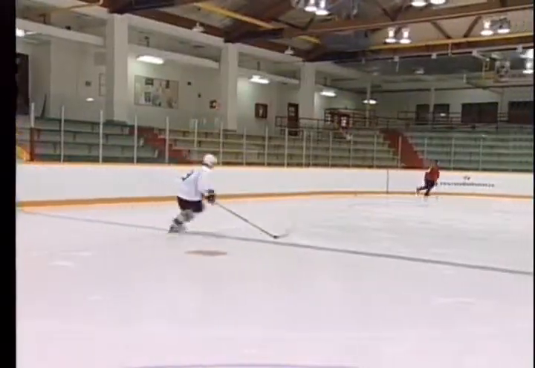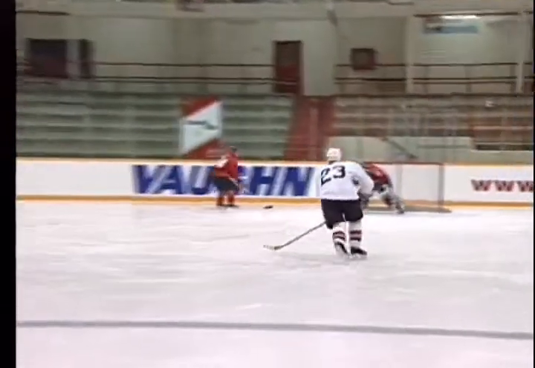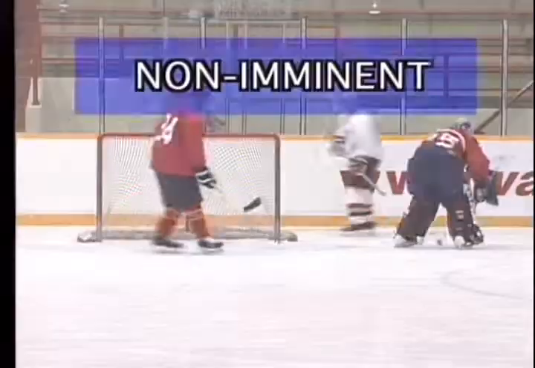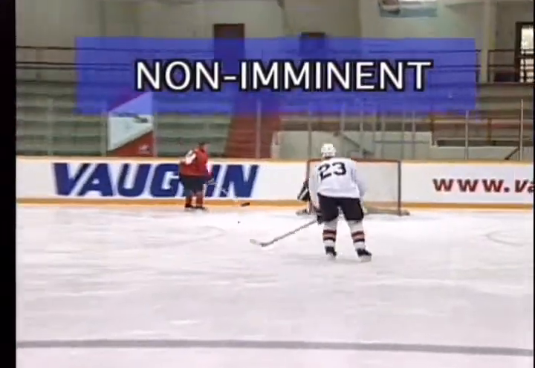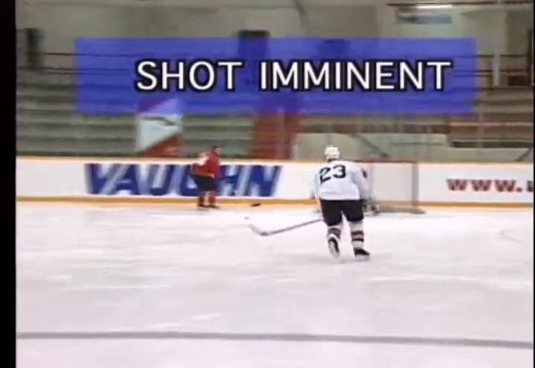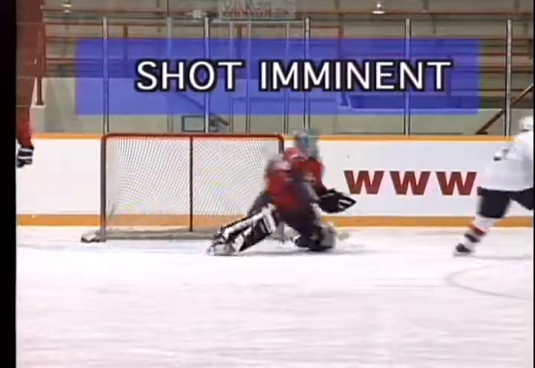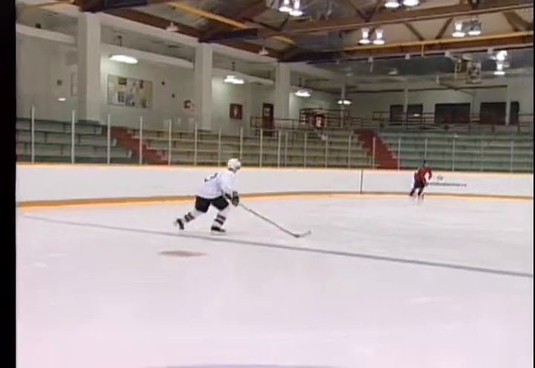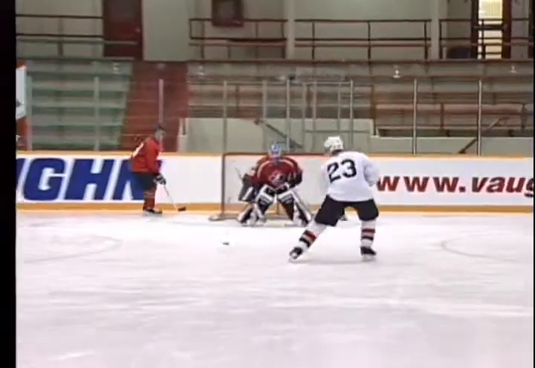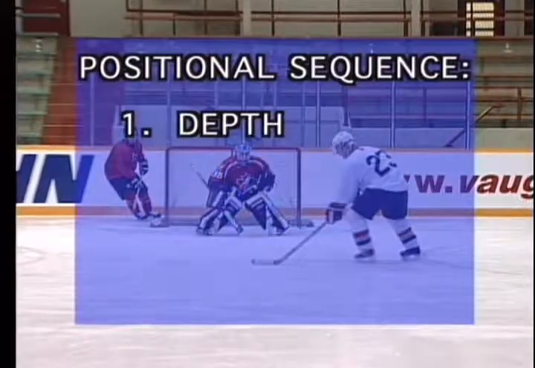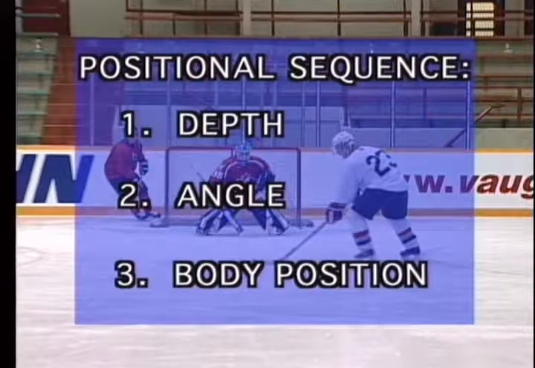Prioritizing the order of positional ingredients is called the goalie's positional sequence. There are two positional sequencing rules of thumb. In one, the attack is forming, but the shot is not imminent. In the second, the attack has formed and the shot is imminent. In the first, non-imminent shot, since the shot is not coming immediately, the goaltender's positional sequence is 1. Depth, 2. Angle, 3. Body position.